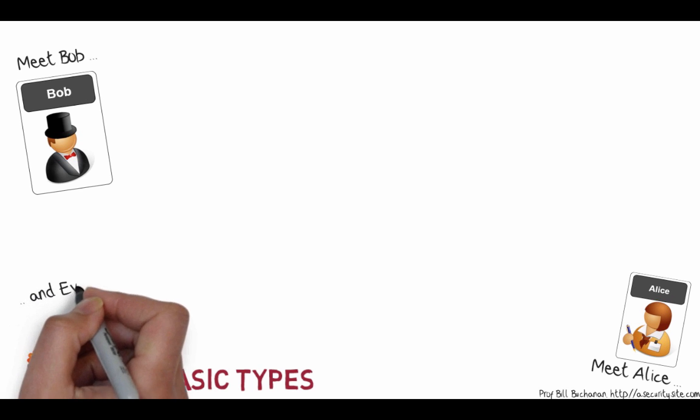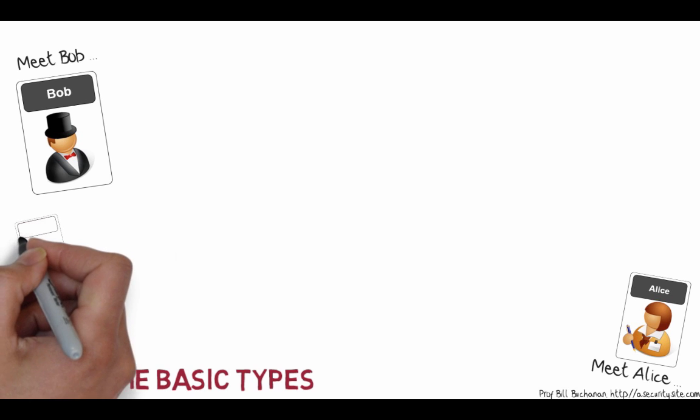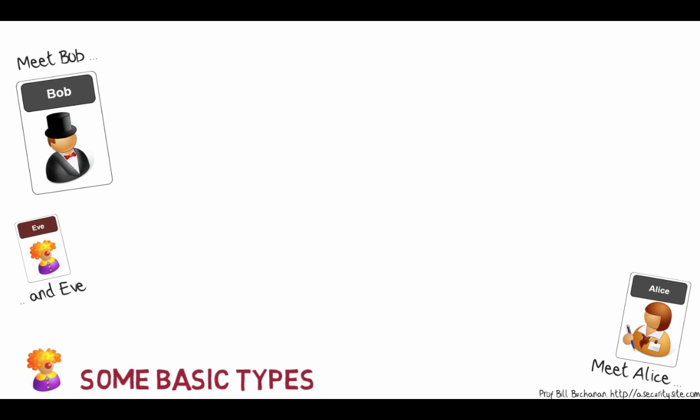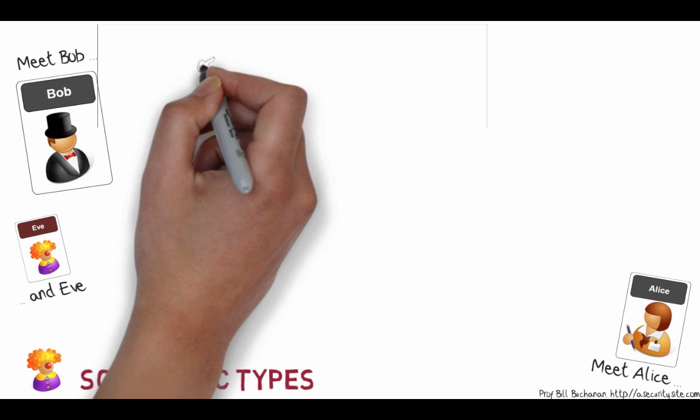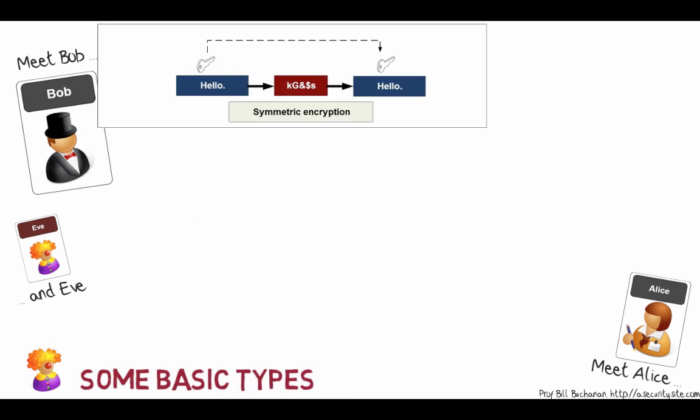Unfortunately, we also get Eve, and here is Eve, and Eve is our clown. Unfortunately Eve wants to listen to the communications, she wants to be able to change the messages, she wants to pretend to be Bob to Alice, and so on. So let's look at the basic methods that we have within cryptography.